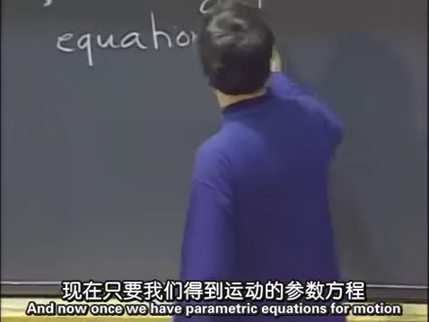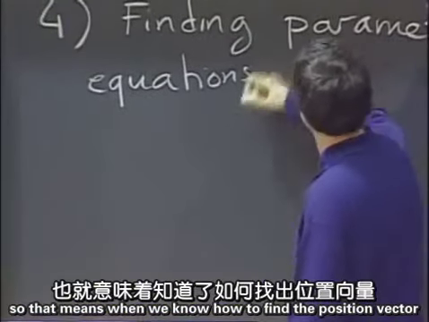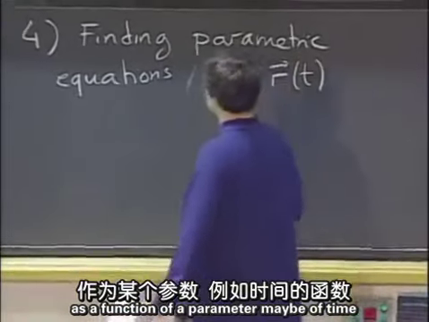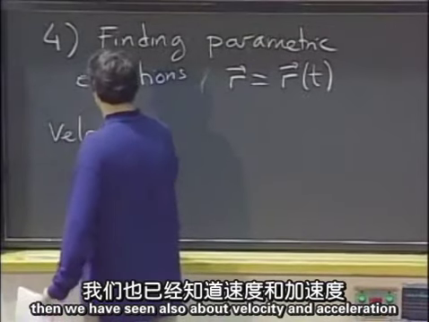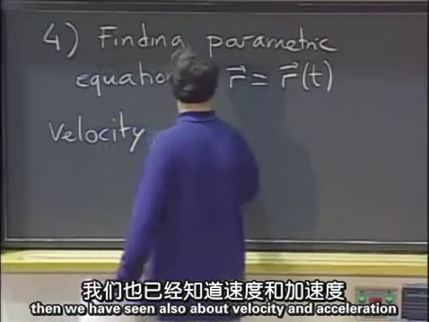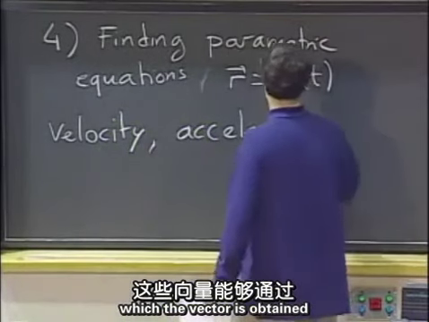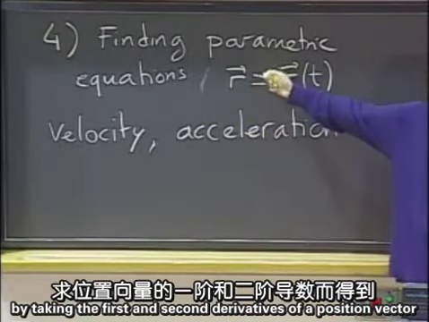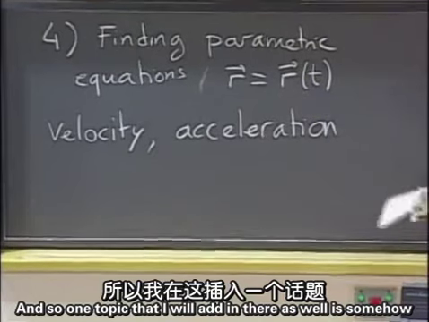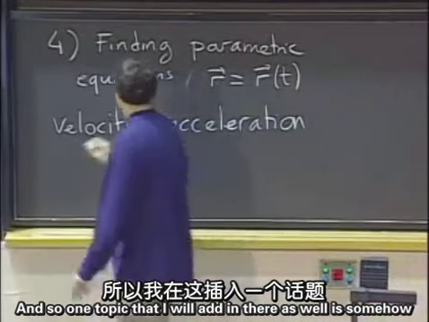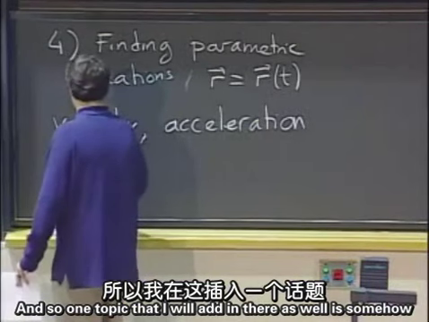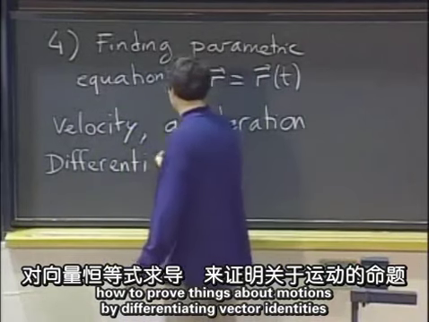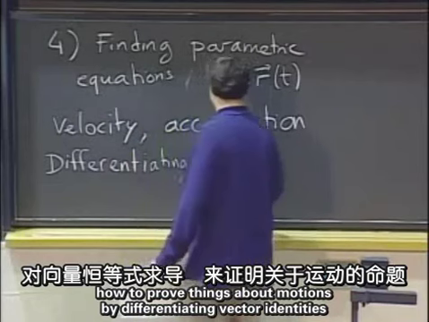Now, once we have parametric equations for motion, so that means when we know how to find the position vector as a function of a parameter, maybe of time, then we've seen also about velocity and acceleration, which are the vectors obtained by taking the first and second derivatives of a position vector. And so one topic that I will add in there as well is how to prove things about motions by differentiating vector identities.